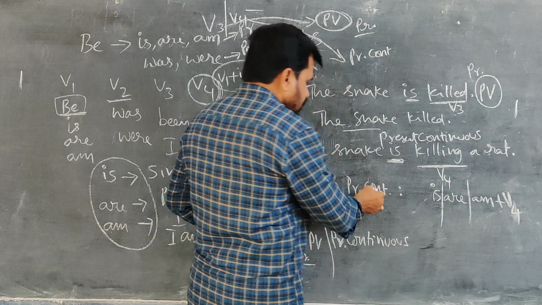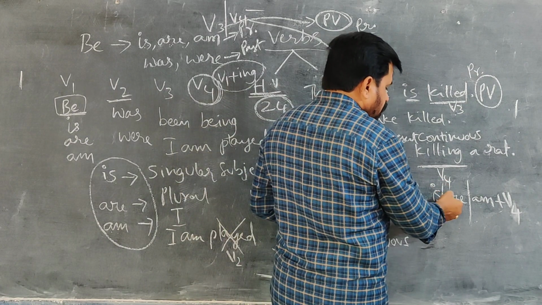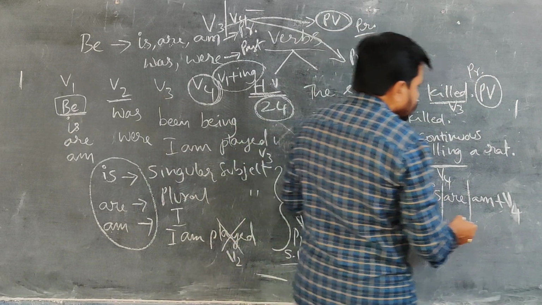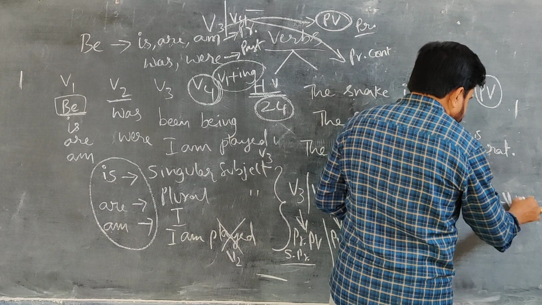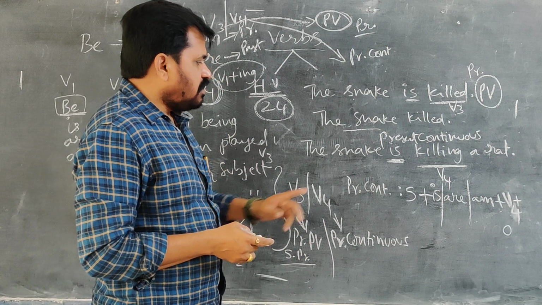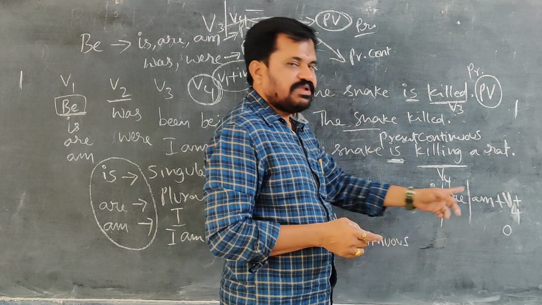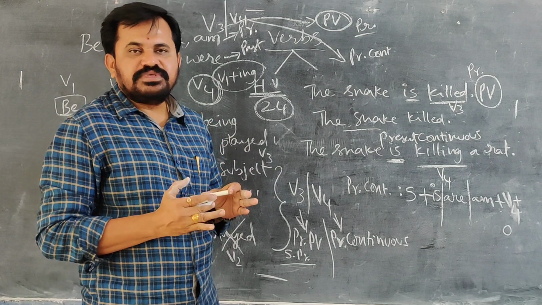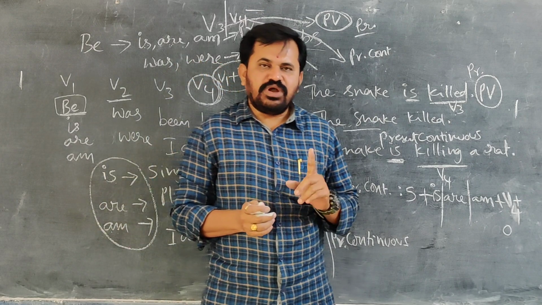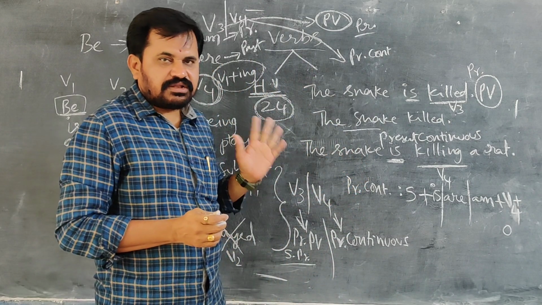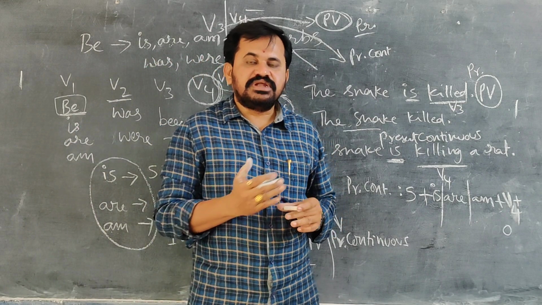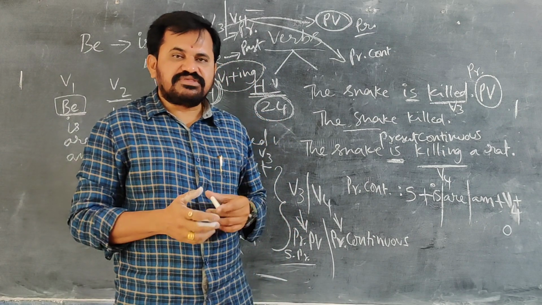So what is the structure of the present continuous tense? Is, are, am plus V4. Before this, subject is common, and after this, object is common. Subject plus is, are, am plus V4 plus object is the structure of present continuous tense. Among 12 tenses, you came to know one tense structure in a simplified manner. Even after listening to the name of the present continuous tense, you can form the structure yourselves.